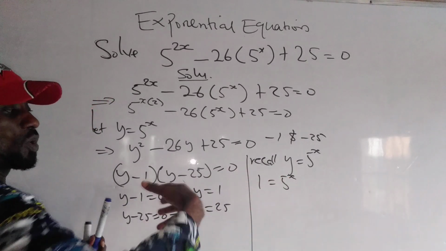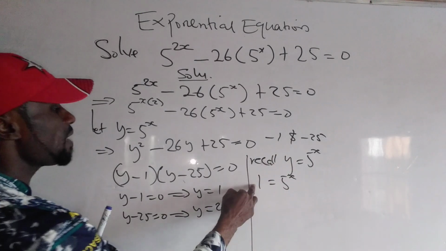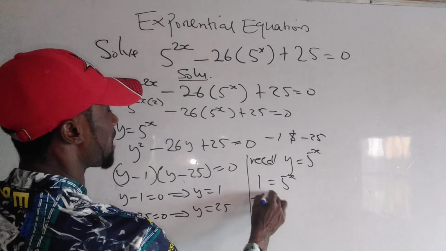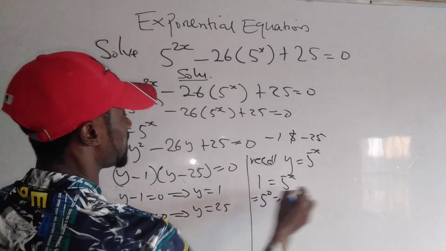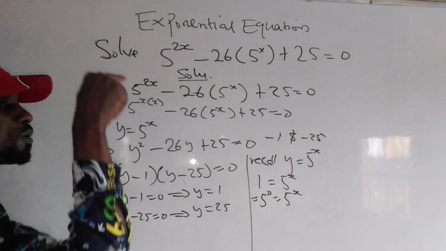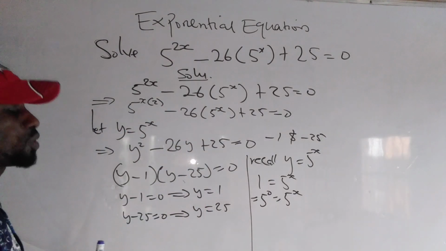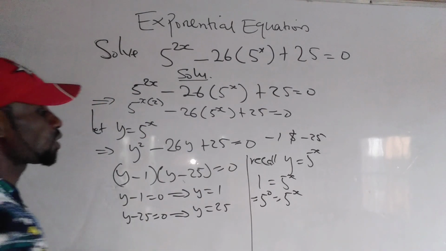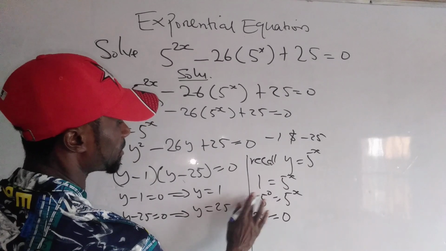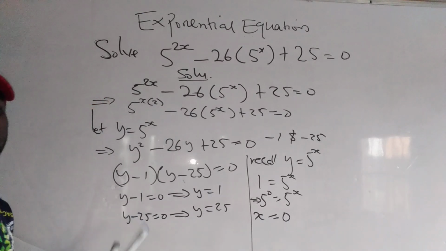This 1 now will turn into base and index form. The only base and index form of 1 will be 5 raised to the power of 0, which is the same thing as this. And take note, any variable raised to the power of 0, provided that that variable is not equal to 0, is always equal to 1. So now, here we can say that x is equal to 0. Why? Because the bases are the same.